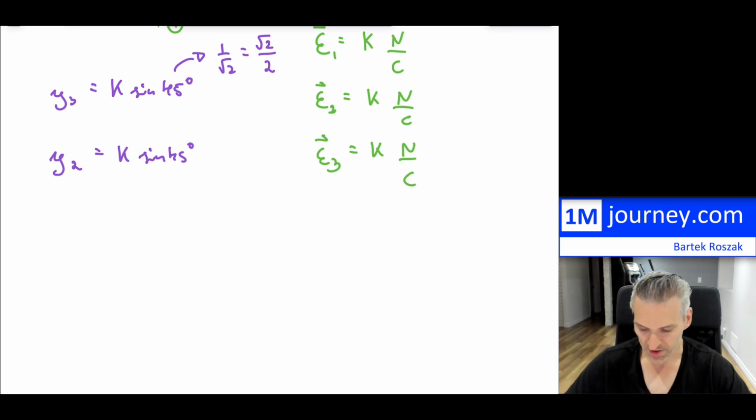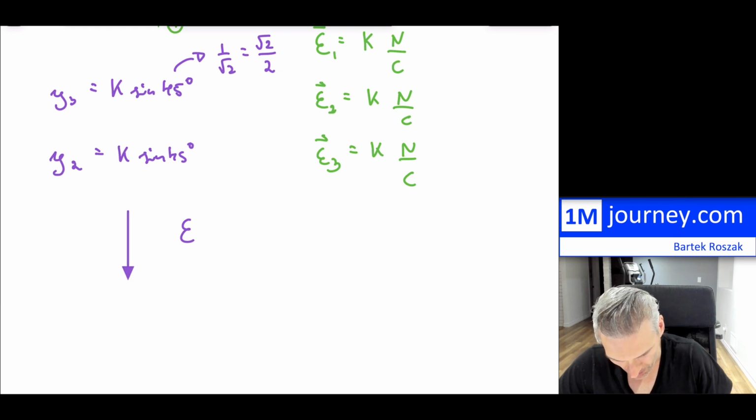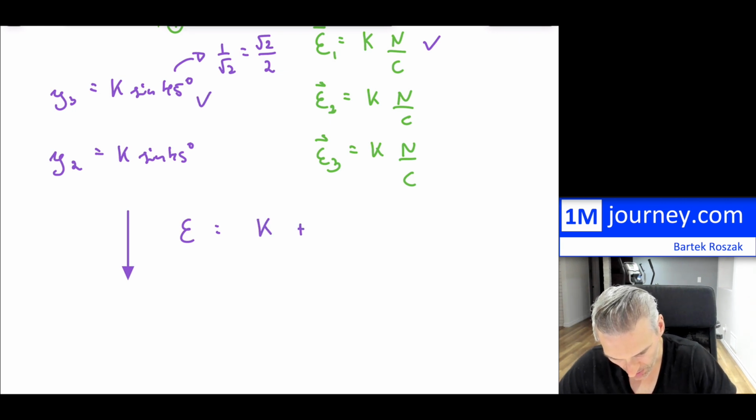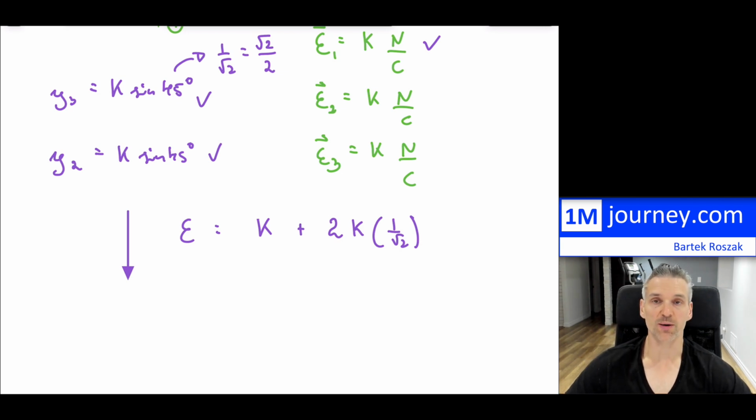Now, once you have this, you can find the full electric field. This is going to be in the down direction, and that will be simply your electric field number 1, which is K, plus, since we have 2 of these, 2 times K times 1 over square root of 2. And we can do the computation as needed. So let me do that to finish this off.